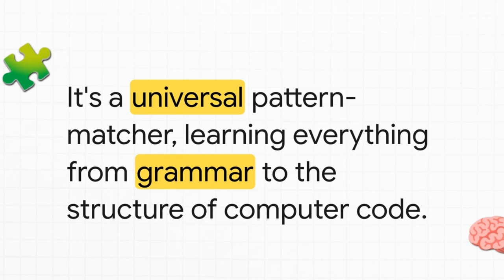See, it doesn't just have one attention mechanism, it has lots of them, called attention heads, all working at the same time. You can think of each one as a specialist. One might be looking for grammatical connections, another might be tracking the flow of an argument, and a third could be focused on the structure of computer code. It's this crazy versatility that lets it understand so many different types of information.